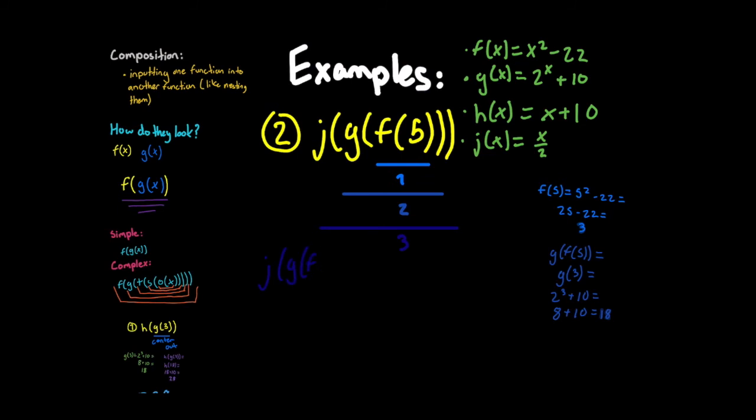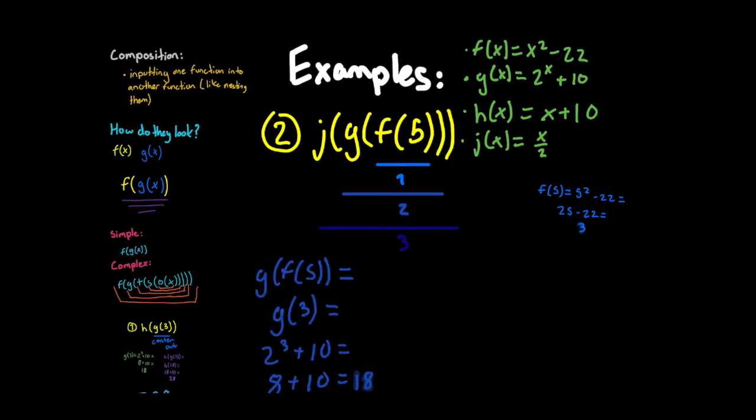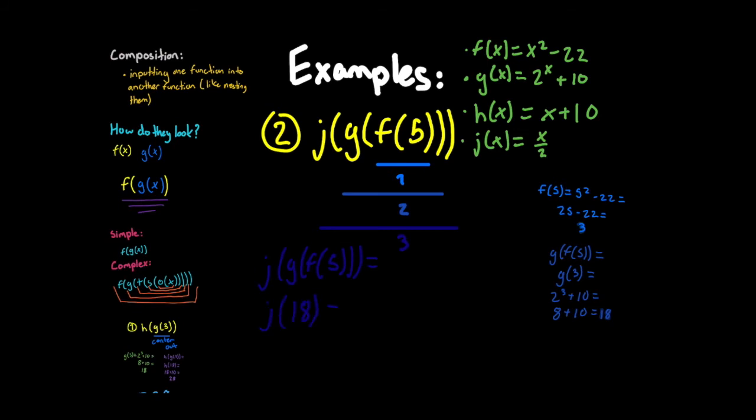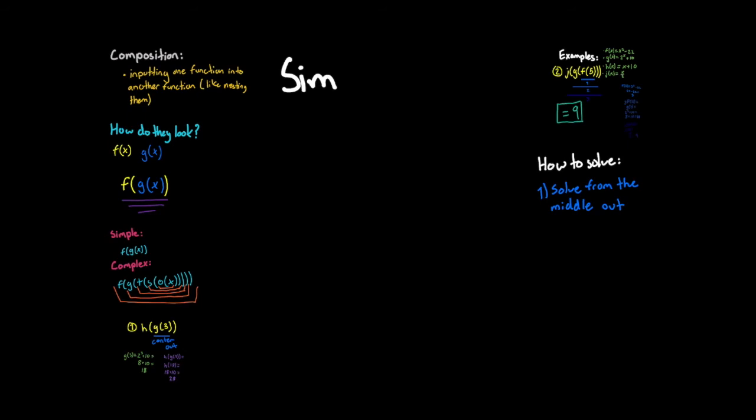So it would be j of g of f of 5, which is the same as saying j of 18, and that's going to give us a value of 9. So therefore, j of g of f of 5 is equal to 9. One other thing they might ask you is to simplify composite functions. In this case, we have to look at the functions given to us: h of x equals x minus 3 and g of x equals negative 3x plus 2.